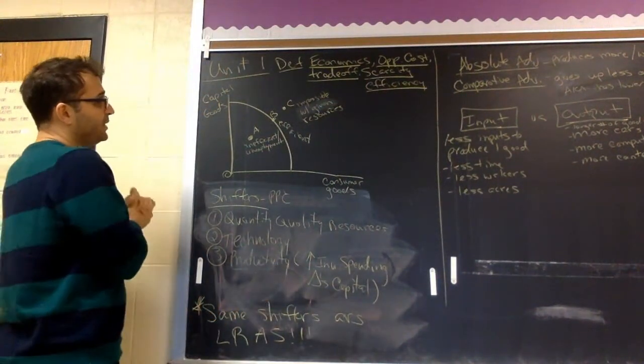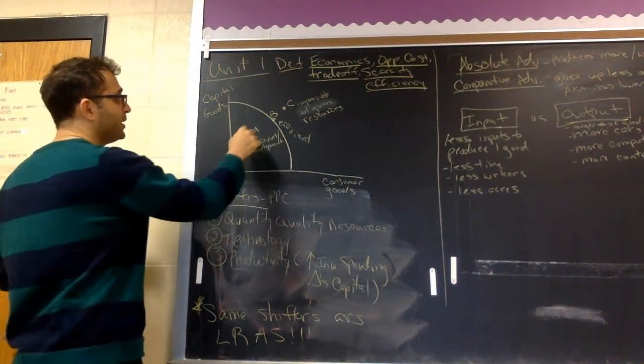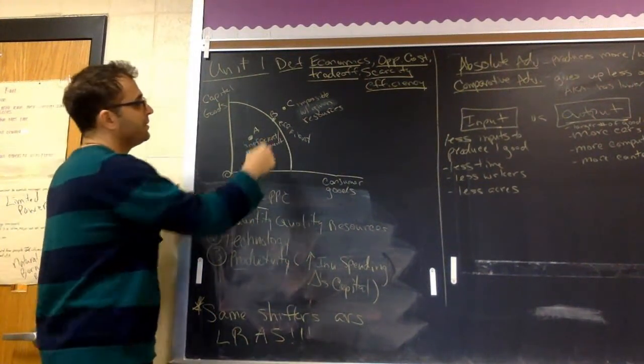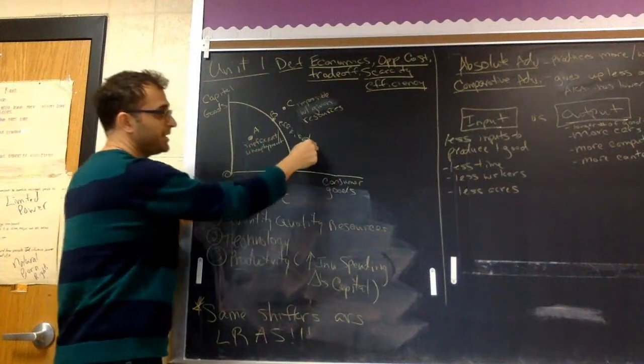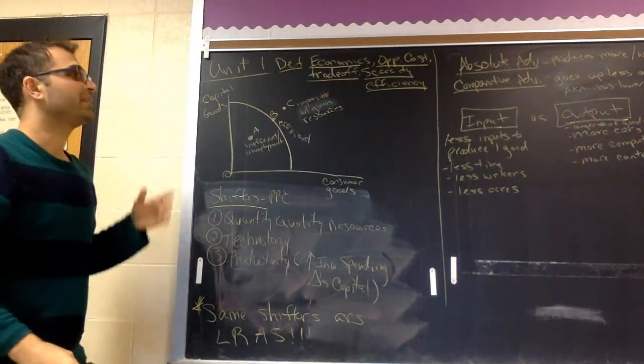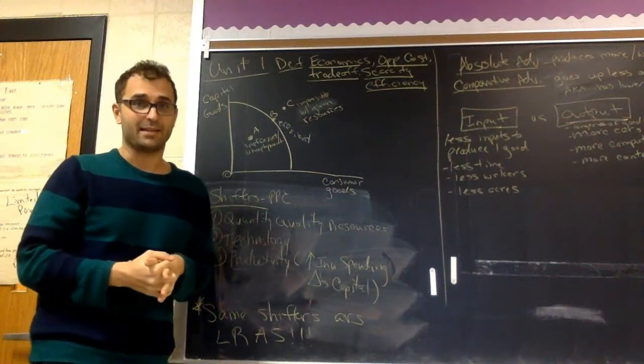So there's three things that we can see. We have 3 points A, B, and C. A demonstrates a point of inefficiency, and then B is efficiency, getting the most we can from our scarce resources. And then C is impossible to produce with the given resources that society has.